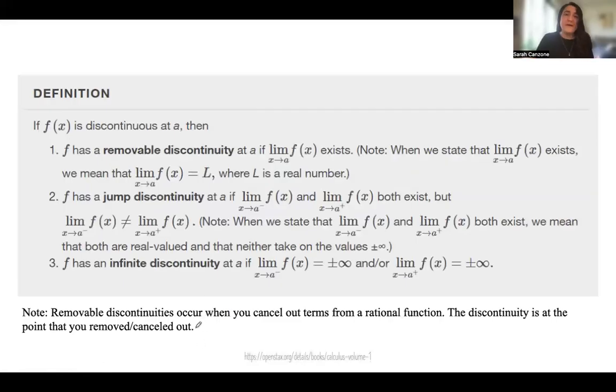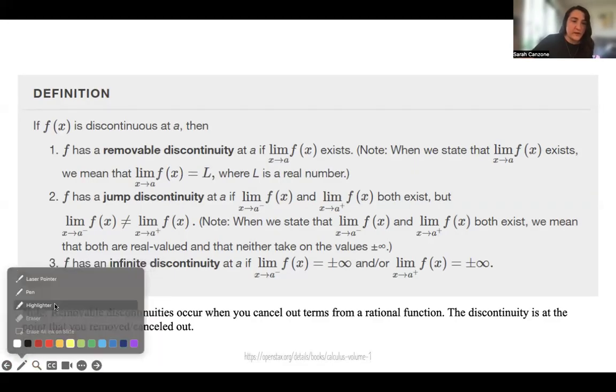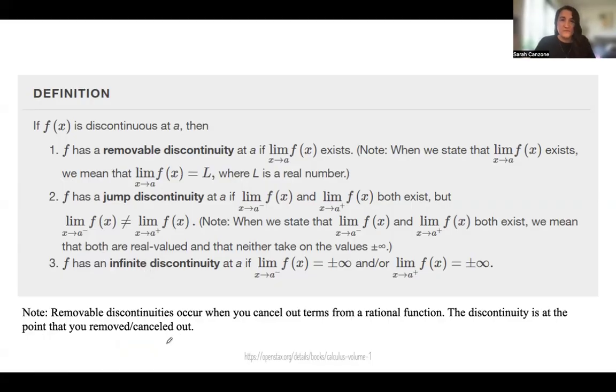All right, now we can actually classify discontinuities. There are 3 different types of discontinuities that we will want to consider. I will be referring to the actual names of these, so it is important to understand the names and what they mean. So first of all, a removable discontinuity occurs when we have, I'll try to write this.